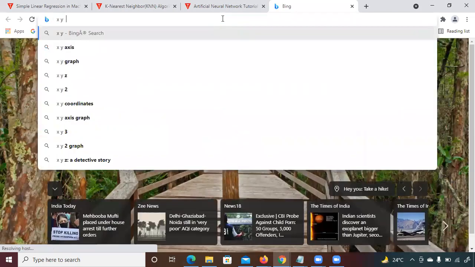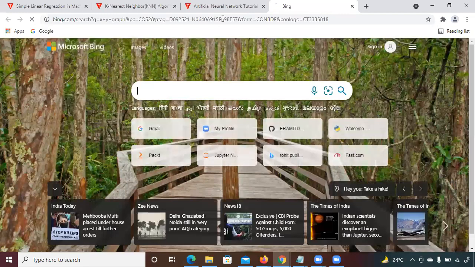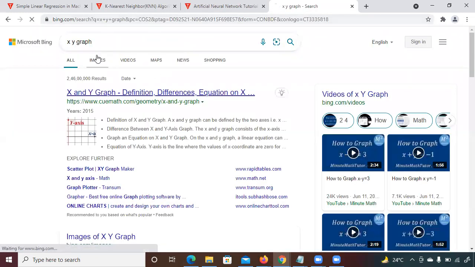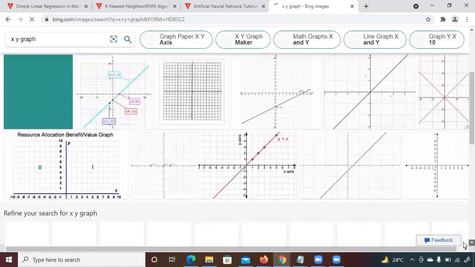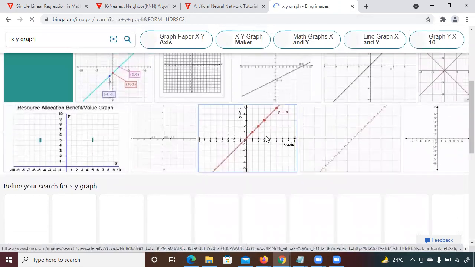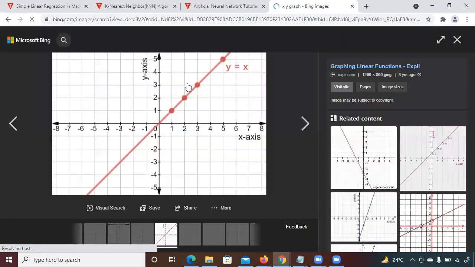Let me show you. You can see this graph, right? In this graph, if I ask you what is x1, y1 for this point, what are you going to say? 1, 1. Yes, correct. For this one, 2, 2, right? x1 is 2, y1 is 2.